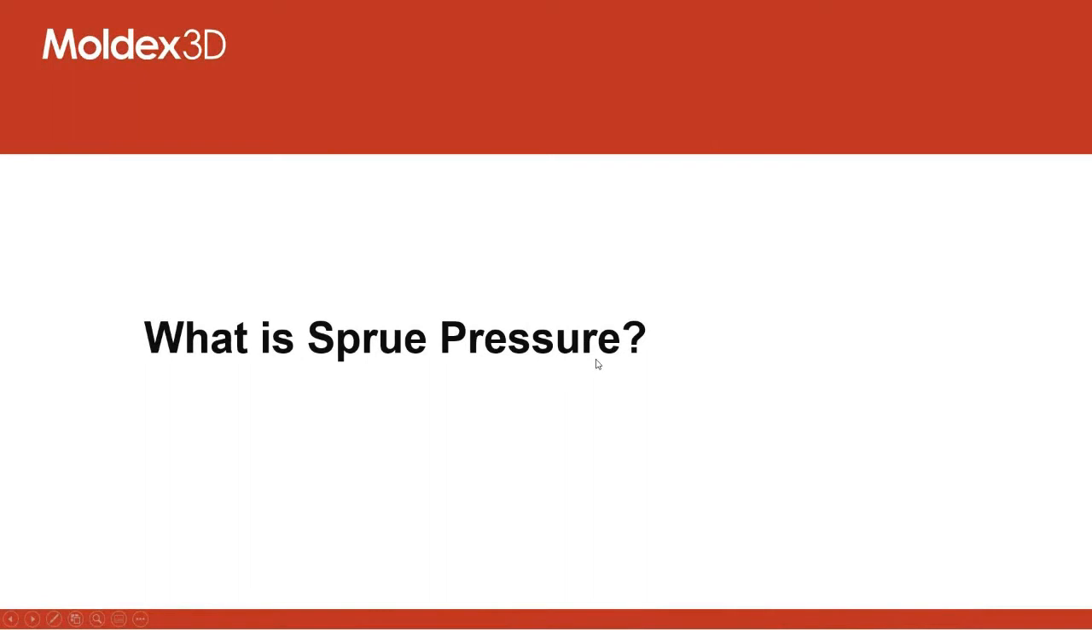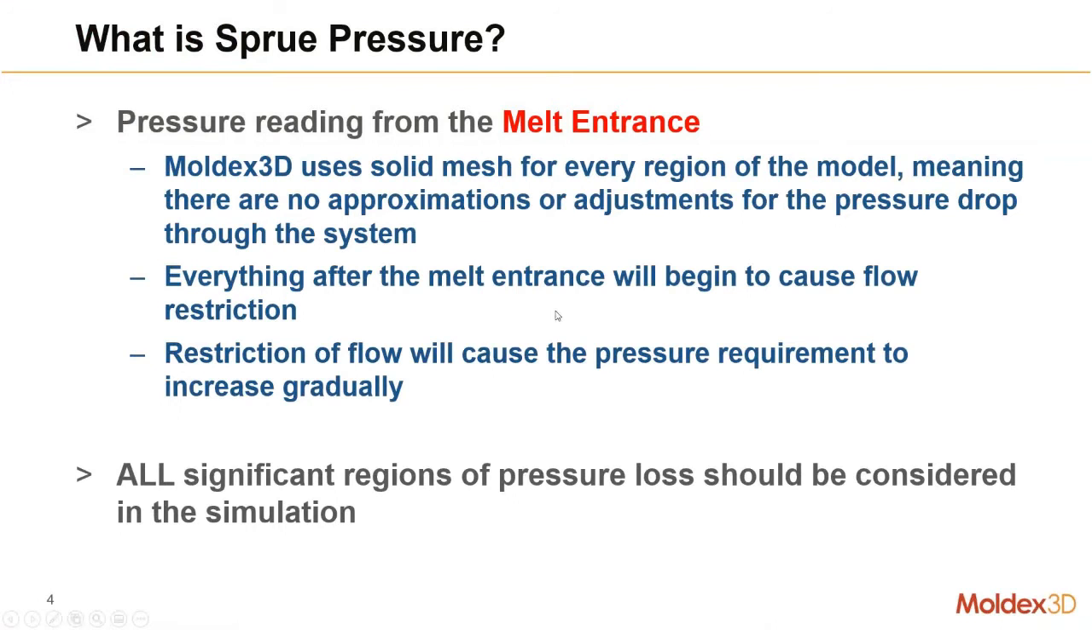Some of you might have seen in our simulation that we have a result called sprue pressure, and it's essentially just the pressure reading at the melt entrance of our system. Now the melt entrance is a very important designation, because the melt entrance can include or exclude various geometries to make the simulation more accurate.